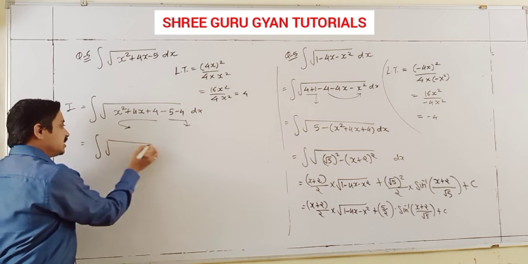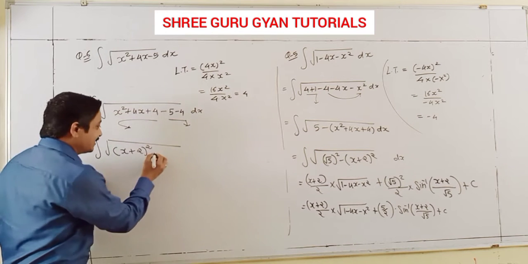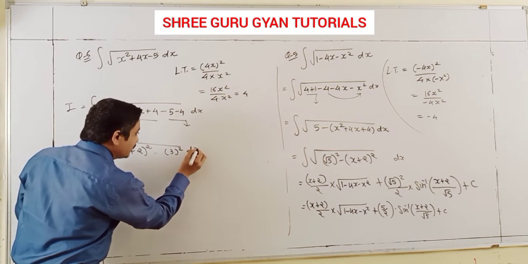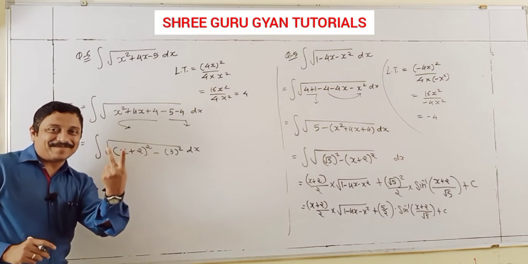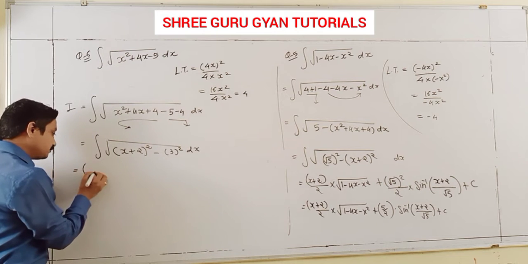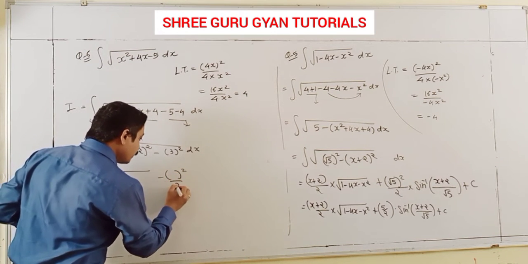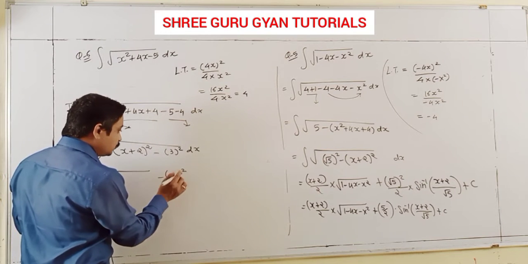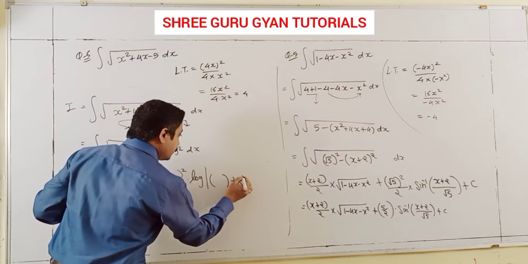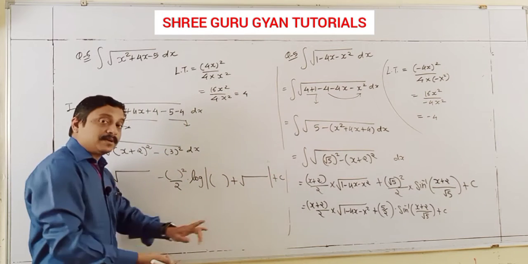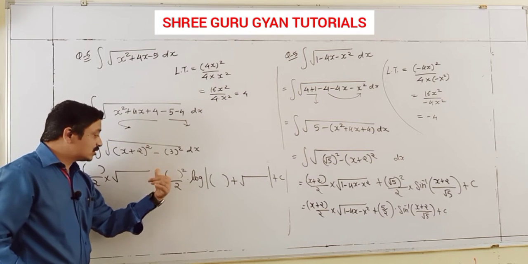So my data: x plus 2 square minus 9. So can we write 3 square? Yes. Now variable square minus constant square. Second formula: x by 2 under root, minus a square by 2 log of x plus under root. Necessary here are plus or minus in both formulas. This only changes depending on this minus.